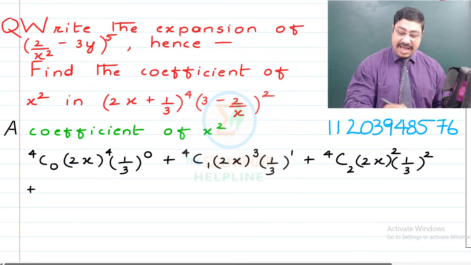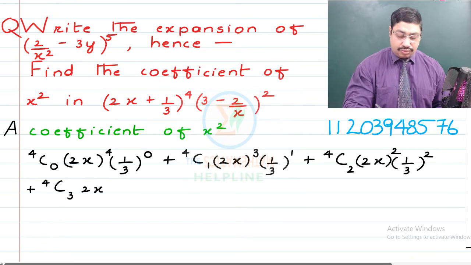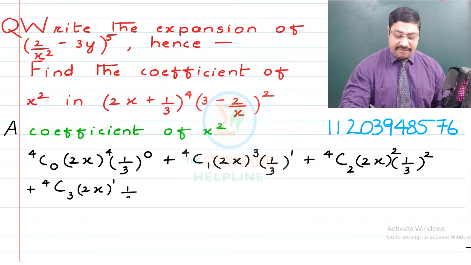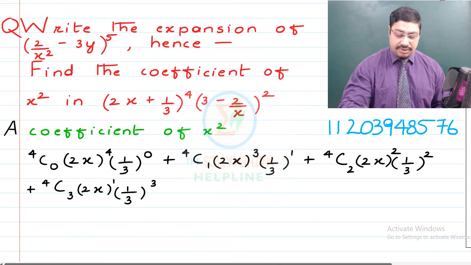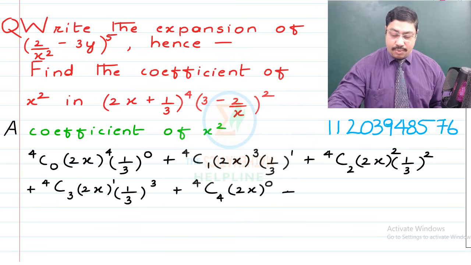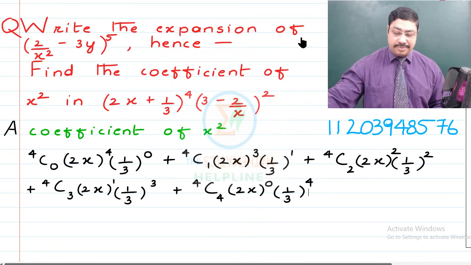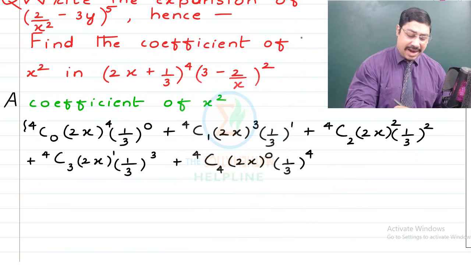Now after this, we have the next term, so that then is going to become equal to 4C3. We'll have 2x raised to the power, this will become 1, and then we'll have 1 upon 3, which is raised to the power 3. Further now, we have 4C4, right? And then we have 2x, which is going to be raised to the power 4 minus 4, that is 0. And 1 upon 3, which is going to be raised to the power 4, right? So this is the expansion of the first binomial, and you require to put this in a bracket.